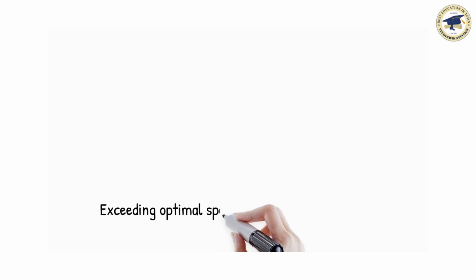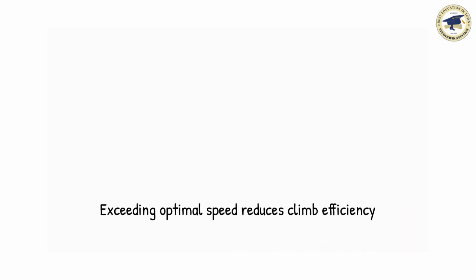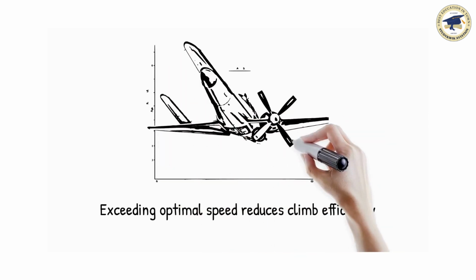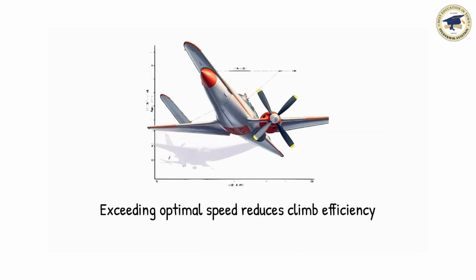If you go faster than this speed, your thrust available begins to drop. For propeller aircraft, efficiency declines at higher speeds. At the same time, thrust required increases because drag rises. The sweet spot between these curves on the graph is your best climb angle.